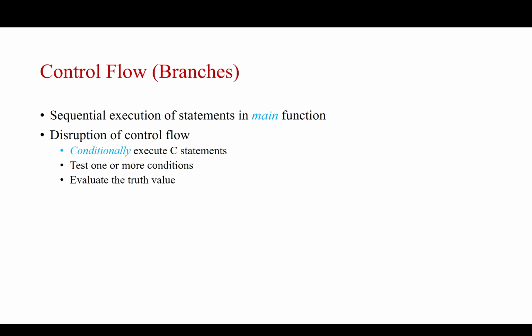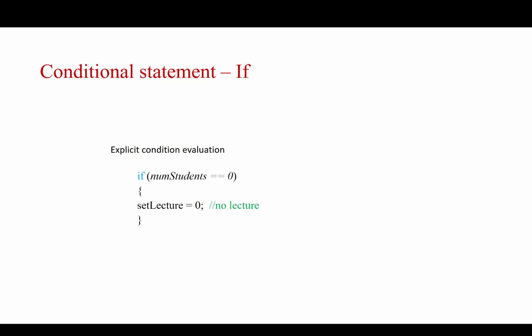it's having some sort of disruption of control flow. So at a certain point you have to stop and ask a certain question, and based on the answer to this question, which in this case is the condition that we have, we actually evaluate the truth value, and based on that we execute the right decision. Okay, so this is a very basic example.